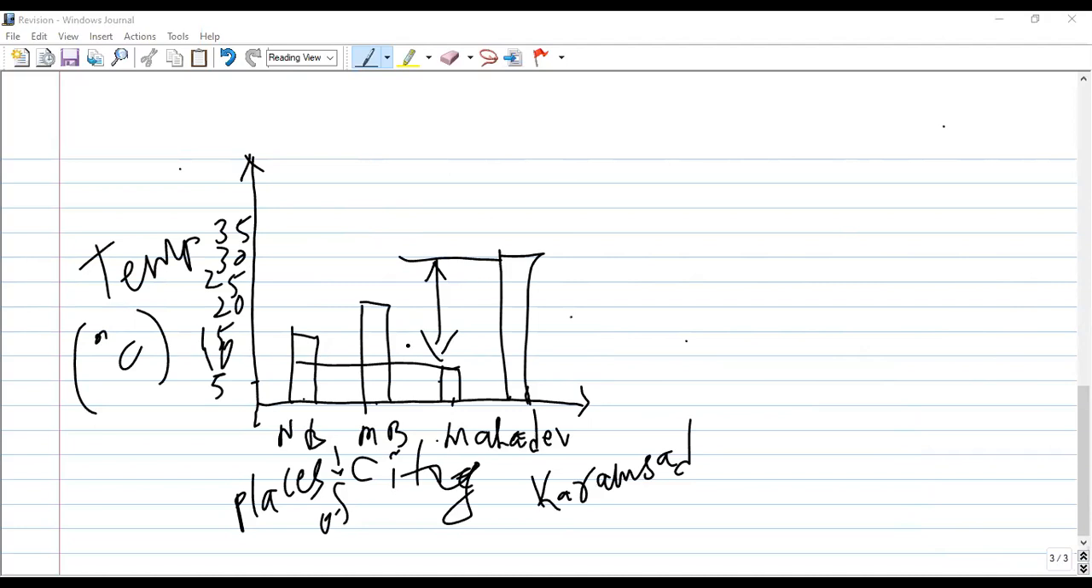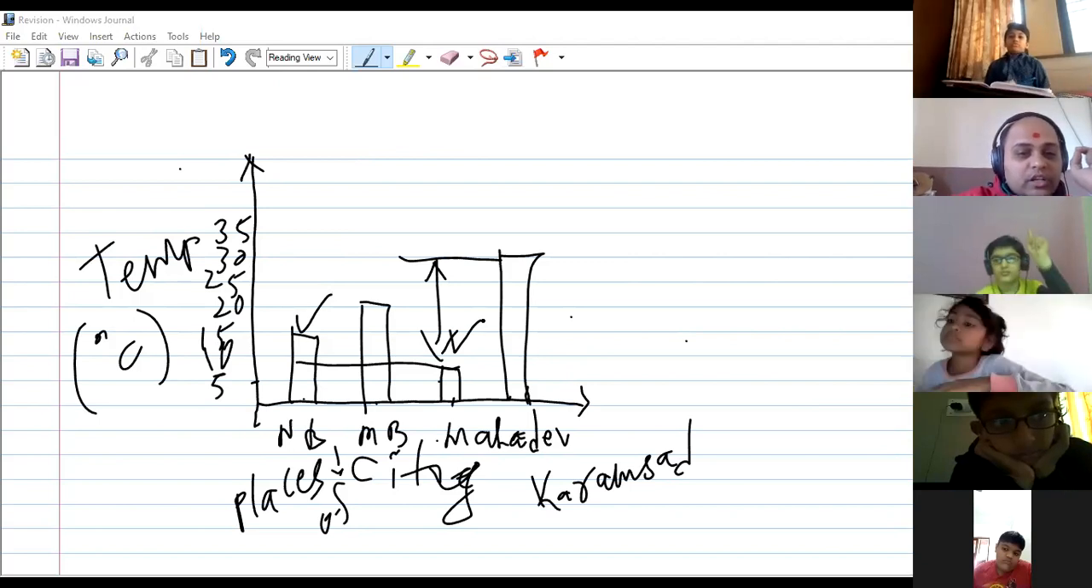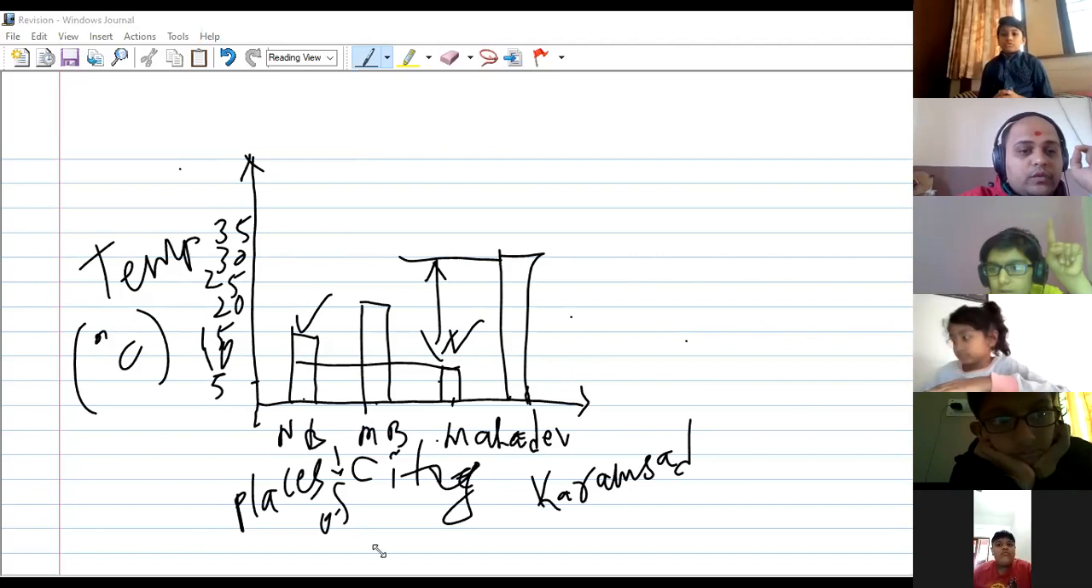Or the question could be: which places have temperature below 20 degrees Celsius? Then below 20 degrees Celsius, both this one and this one will come, right? So those types of questions are there in the paper. You'll have to read the instructions very carefully. Do you understand? You'll have to read the questions very carefully.